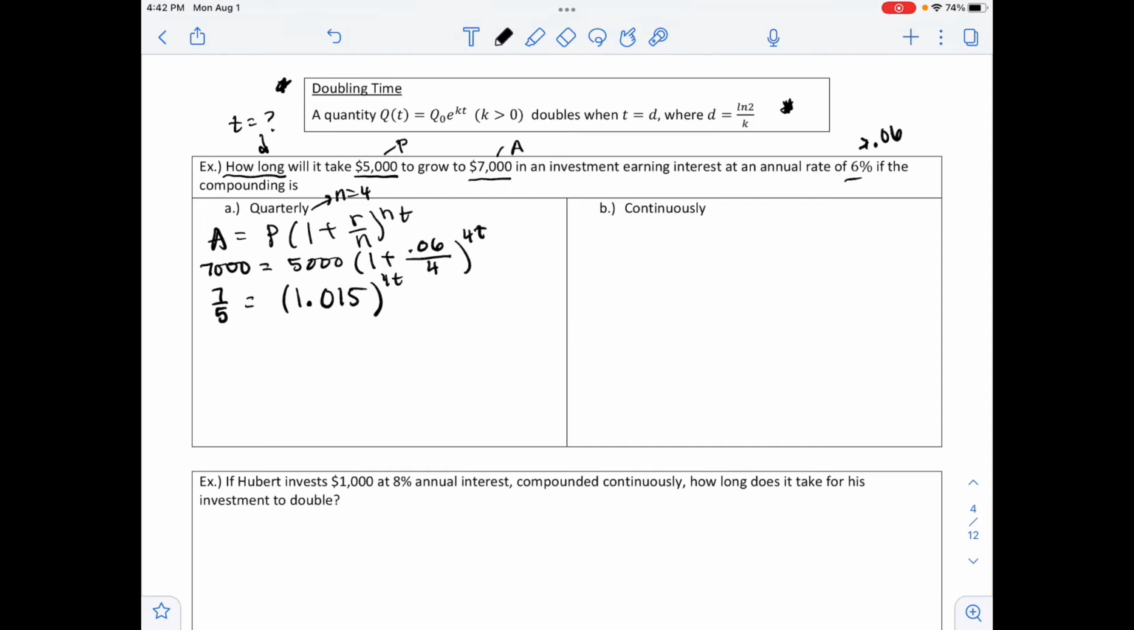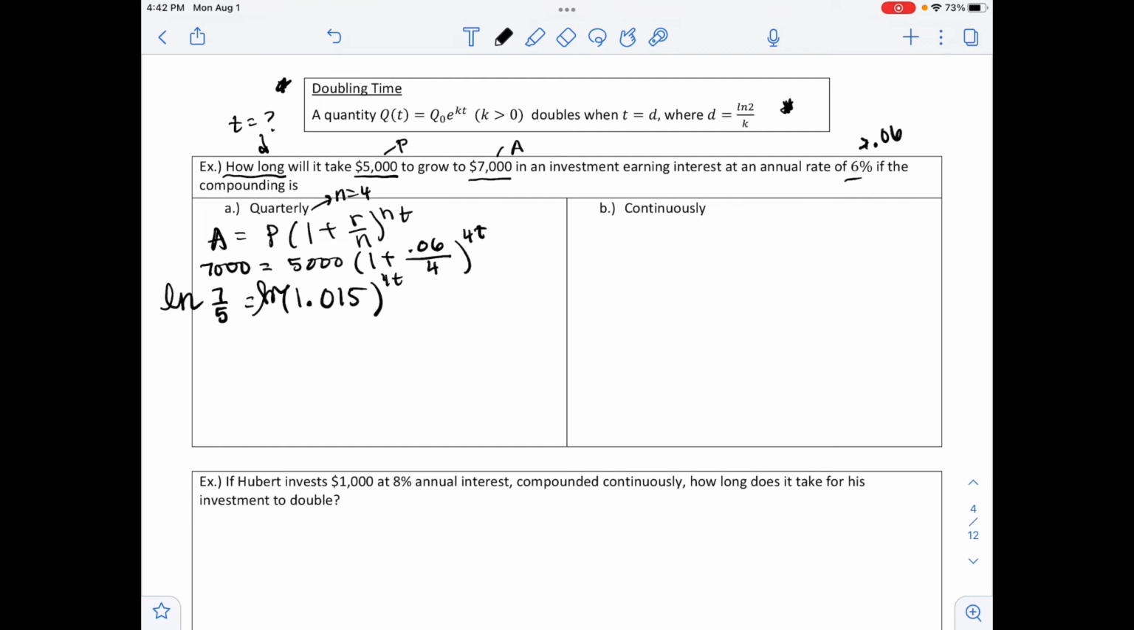So now in order to solve this, I have my variable as an exponent. And to solve something where you don't know the exponent, we need to use the inverse of that exponential function, which would be a log function. And so the inverse of an exponential function is a log function. I'm going to go ahead and use ln, our natural log, but it doesn't matter which one you use. So I'm going to take ln on both sides of my equation.